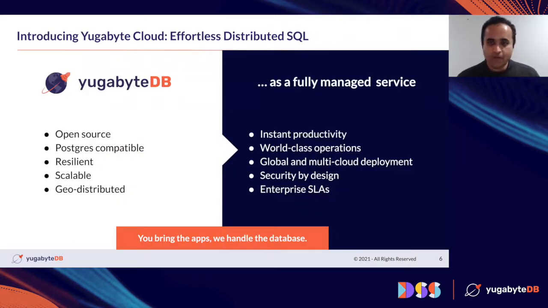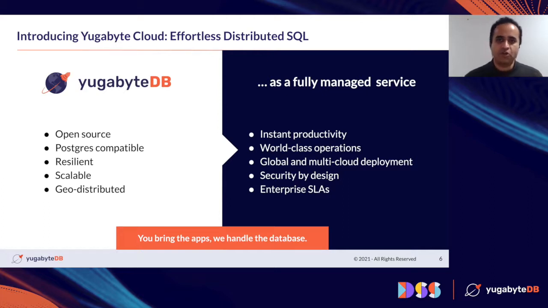So that brings us to Yugabyte Cloud. This is the new GA offering that we have. It is effortless distributed SQL. Yugabyte Cloud gives you all the goodness of YugabyteDB. So you get open source, Postgres compatible, resilient, scalable, geo-distributed database, but as a fully managed service. So you get instant productivity. You're up and running in just a few minutes with a Yugabyte Cloud account. World-class operations taken care of for you. So we handle all the database operations, infrastructure operations, and so on. And you're able to deploy Yugabyte Cloud in flexible, global, and multi-cloud deployment topologies, right?